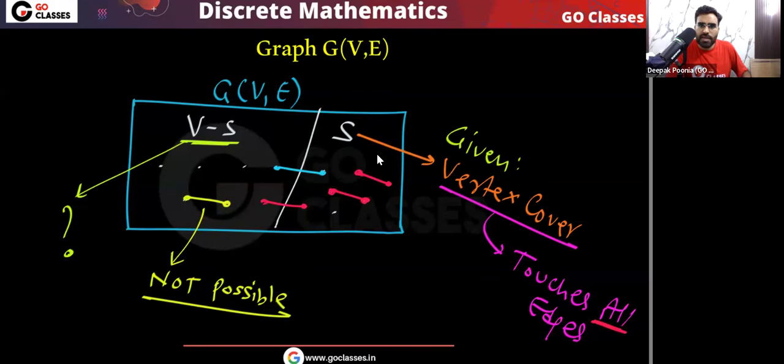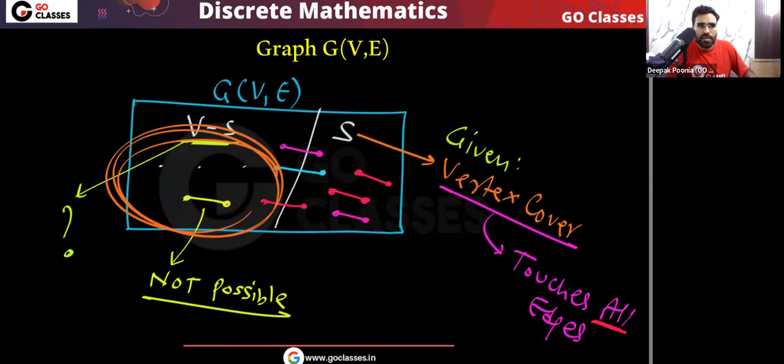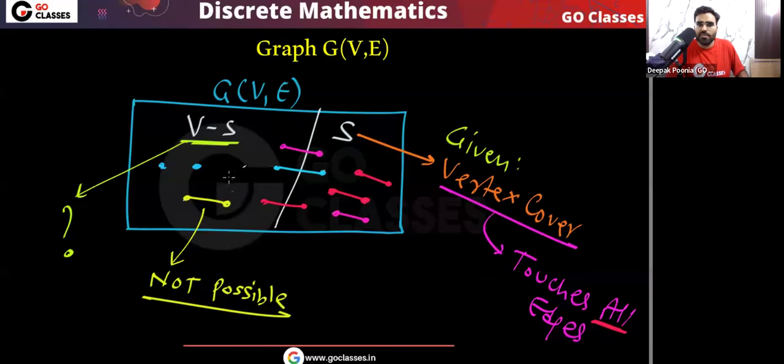So if S is a vertex cover, then it is touching and covering all the edges. Then what can I say about the remaining vertices, V minus S? These are pairwise non-adjacent vertices. Yes or no? Any two vertices you take in V minus S are non-adjacent, because I cannot have any edge between them. So V minus S is a subset of pairwise non-adjacent vertices, which is basically an independent set.